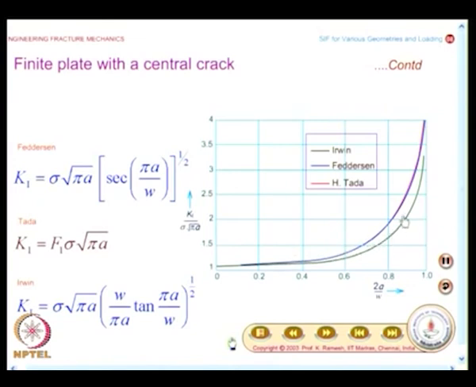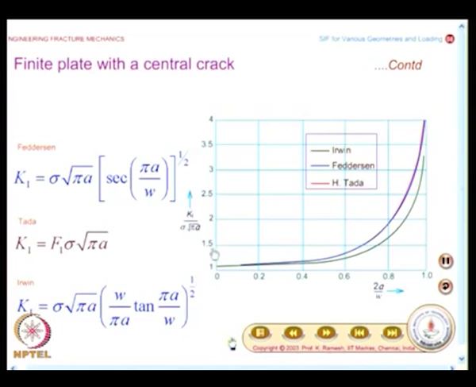So, make a neat sketch of this. What you find here, if you compare the solution by Irwin, taking Tada as the reference, is that up to 0.4 the Irwin solution and Tada solution are very close, there is not much deviation. And the Feddersen solution is reasonably accurate up to 0.85, and it is also simple to calculate. If I have to go to Tada, I have to evaluate the series functions, whereas this is simpler to evaluate.